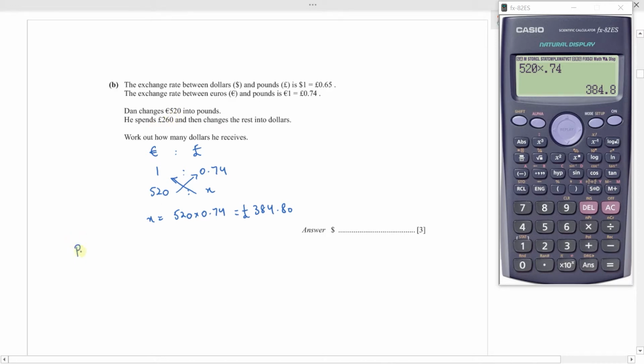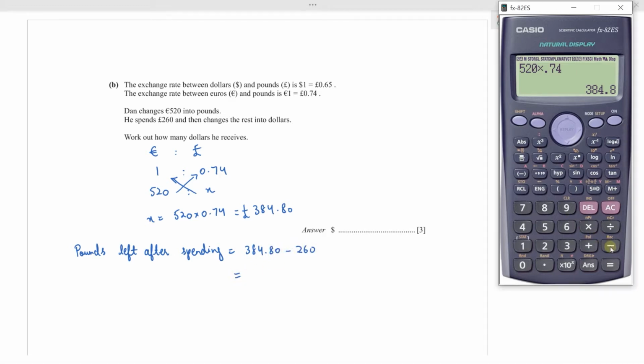And then we need to calculate how many pounds are left after spending. So he spends 260 out of these. So the amount left will be 384.80 minus 260. So this will be 124.8 pounds are left with him. He then changes the rest, which is 124.8 into dollars. So we need to work out how many dollars he receives.